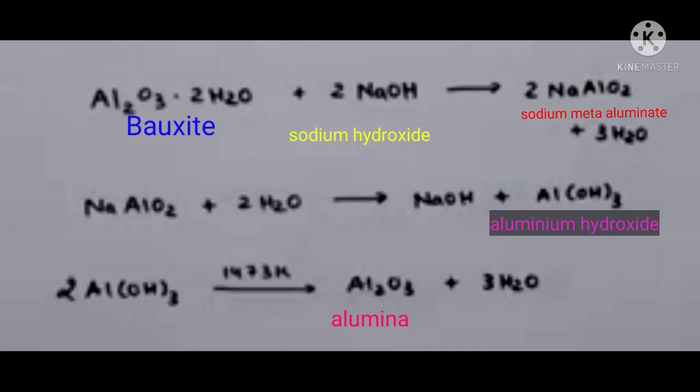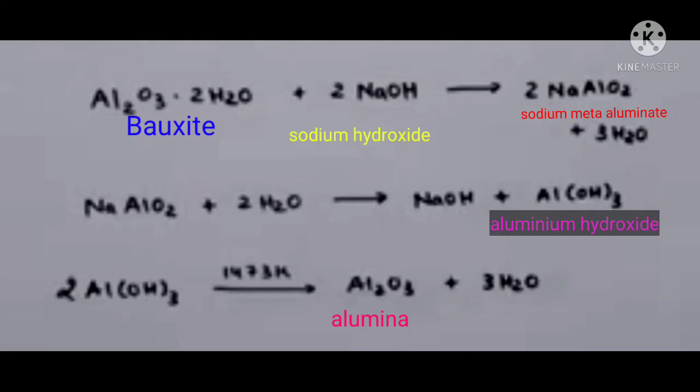For example, bauxite, formula Al2O3·2H2O. This is the ore which contains impurities also. This bauxite is added with sodium hydroxide, NaOH, so that it forms a soluble substance called sodium meta-aluminate. It forms what? Sodium meta-aluminate.